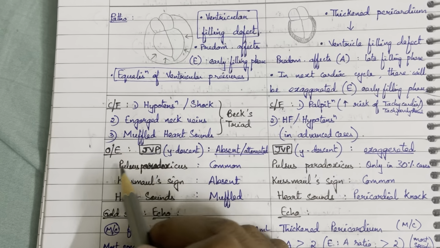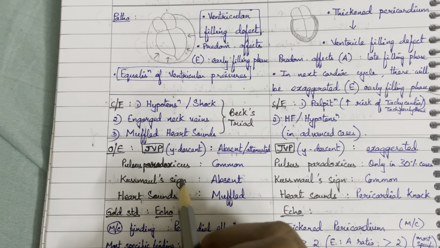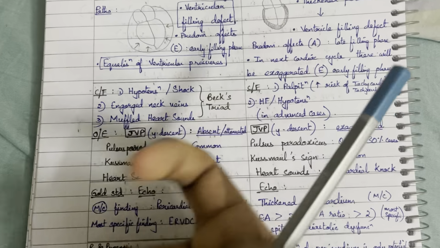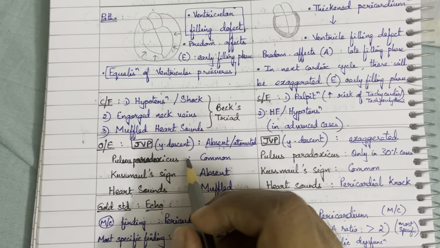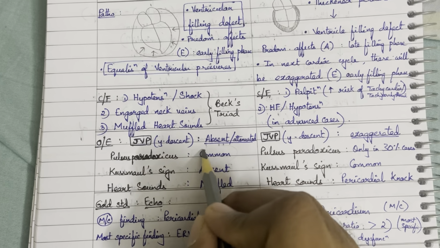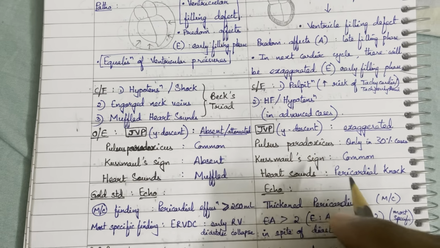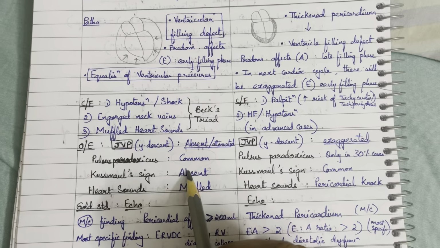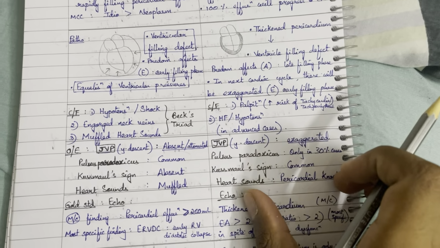And remember three things: pulsus paradoxus, Kussmaul sign, and heart sounds. See, heart sounds are muffled here, and here you will find a pericardial knock in constrictive. Okay, knock. Next, pulsus paradoxus is common in cardiac tamponade. It is present only in 30% of cases in constrictive pericarditis. Kussmaul sign is absent here, and Kussmaul sign is present in constrictive pericarditis.